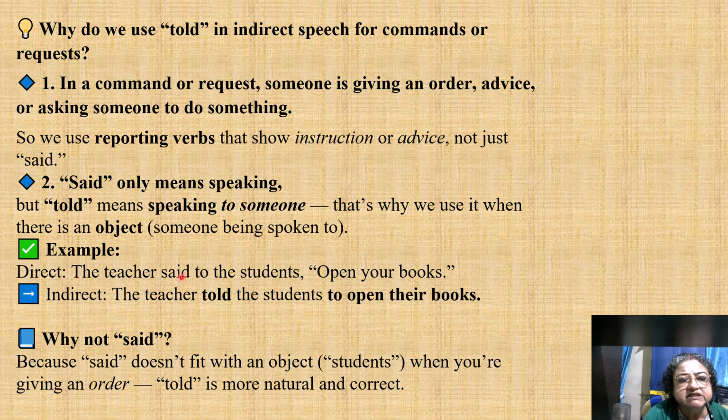So the teacher said to the students, open your books. So here the teacher is giving a command to the students. So in indirect, the teacher told the students, here the object, this told is fit with this object, to open, to plus the base form of the verb and there. So your becomes their here.